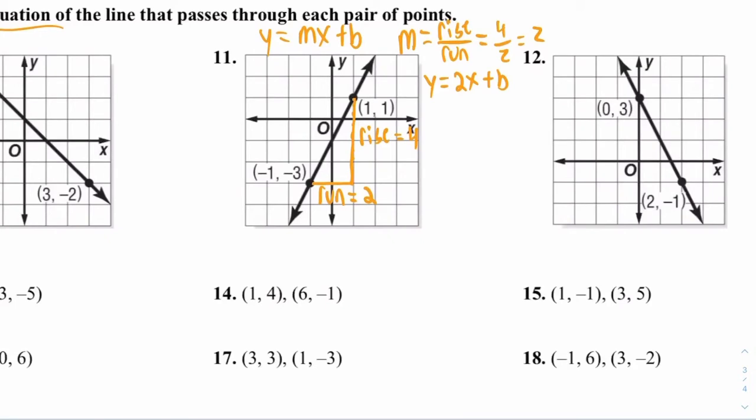Then, the next part is we need to fill in the x and the y. We need to put something for x, something for y. We're going to take either one of these numbers. -1, -3 could work, but 1, 1 is going to be a lot easier to put. I'm going to take these numbers for x and y, 1 for y, 2 times 1 for x plus b. That means 1 is equal to 2 plus b.